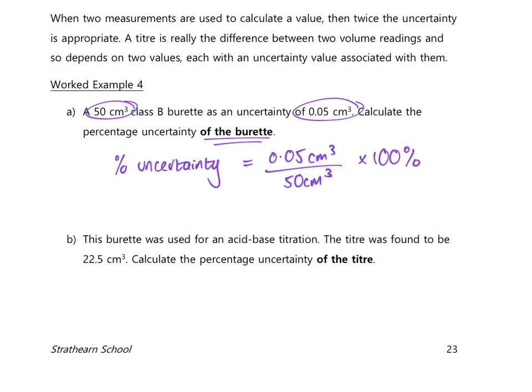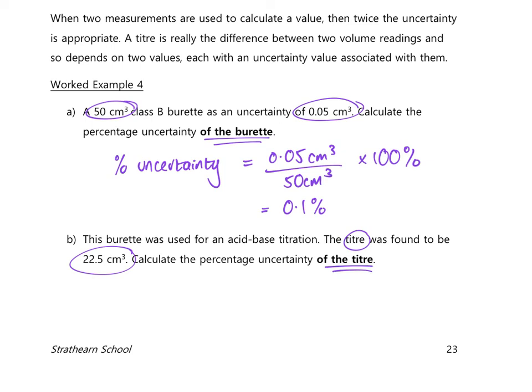So if I was working that out, it would be percentage uncertainty is equal to 0.05 centimetres cubed divided by 50 centimetres cubed times 100%. And that comes out as 0.1%. However, part B then says this burette was used for an acid-base titration. The titre was found to be 22.5 centimetres cubed. Calculate the percentage uncertainty of the titre.